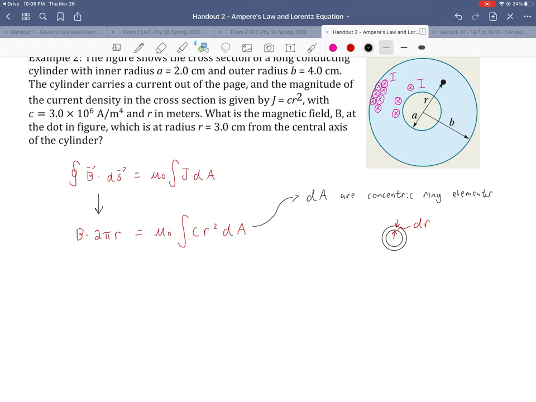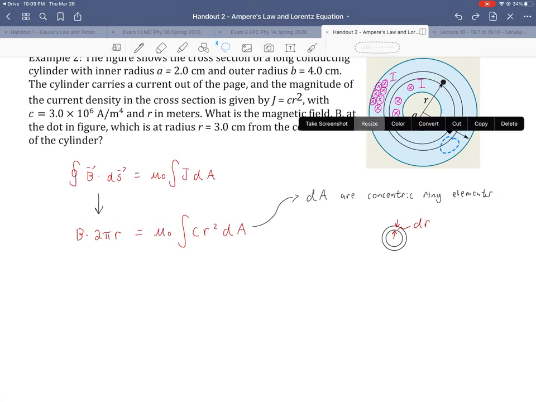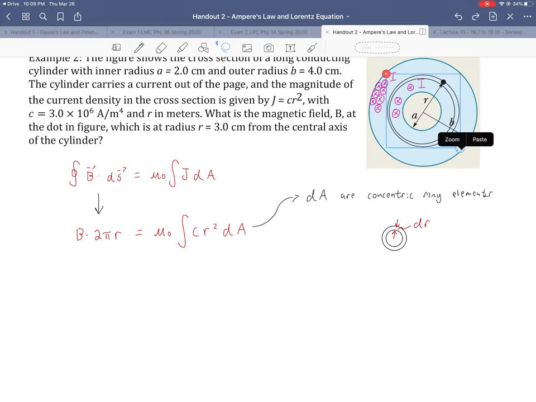So maybe I'll draw it like this. So these would be the rings that we're integrating over. Draw another one. Trying to get it just right. There we go, close enough. So this would be our dr. I just wanted to put in the picture as well. So that would be our dr.